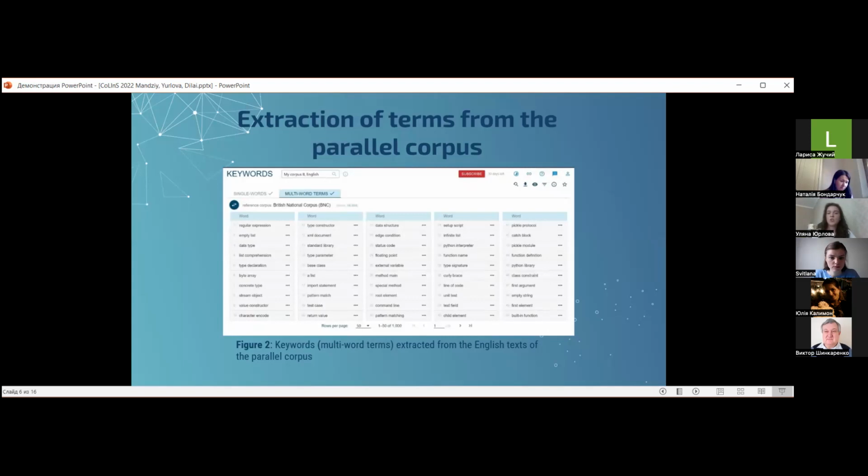So the next step was to retrieve key IT terms from the created parallel corpus. Keywords are the words that are more frequent in the corpus in comparison with the reference corpus. Sketch Engine makes it possible to extract the list of keywords automatically using the keywords function. The reference corpus in our case was the British National Corpus, and for the further linguistic and translation analysis, we used the top 205 English terms extracted from the corpus.